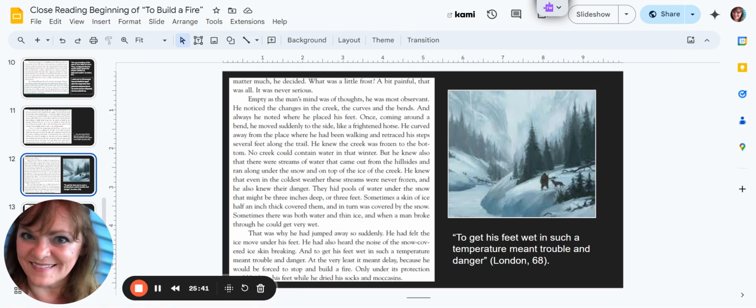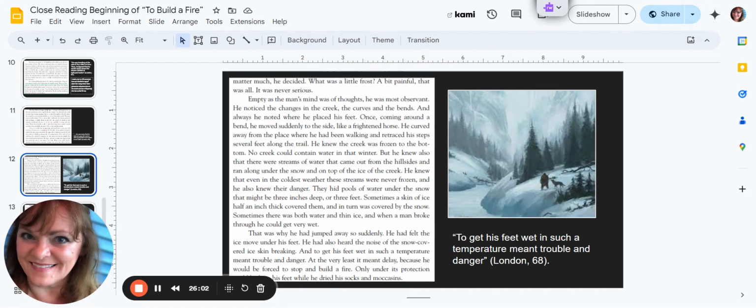He knew the creek was frozen to the bottom. No creek could contain water in that winter. But he also knew there were streams of water that came out from the hillsides and ran along under the snow and on top of the ice of the creek. He knew that even in the coldest weather, these streams were never frozen, and he also knew their danger.